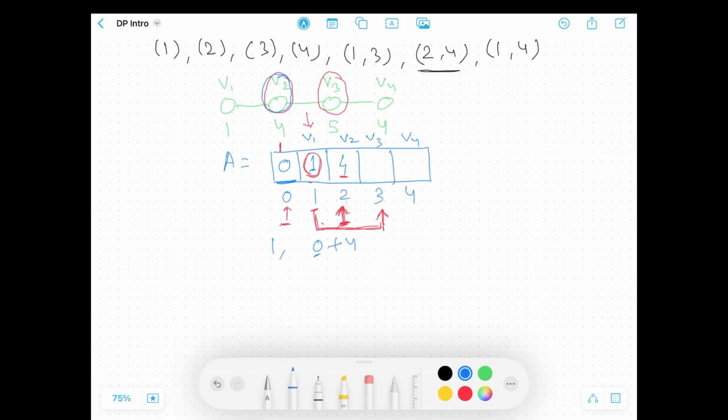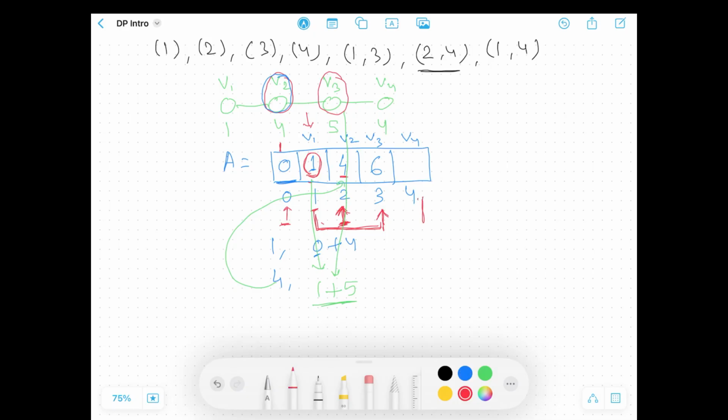So it could be 4, which came from here, or it could be this one and the sum of this one. So this is 1 plus 5. So we see that the maximum came out to be 6. So we put 6 here.